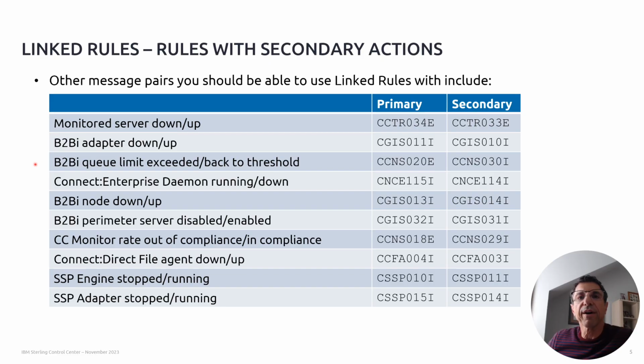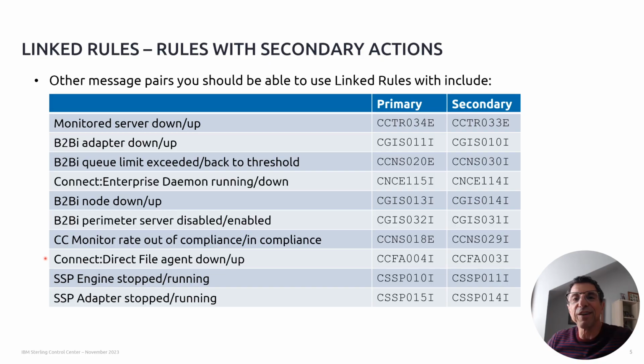There's also the Q limit exceeded and back to threshold messages. You could specify thresholds for the B2BI queues, the Q0 through Q9, and Control Center will generate events when those thresholds are exceeded and when they come back down. Or the Connect Enterprise daemon is running or down events. B2BI servers have nodes, at least when you have a cluster, and there are separate events for just the nodes going down and up. Or the B2BI perimeter servers.